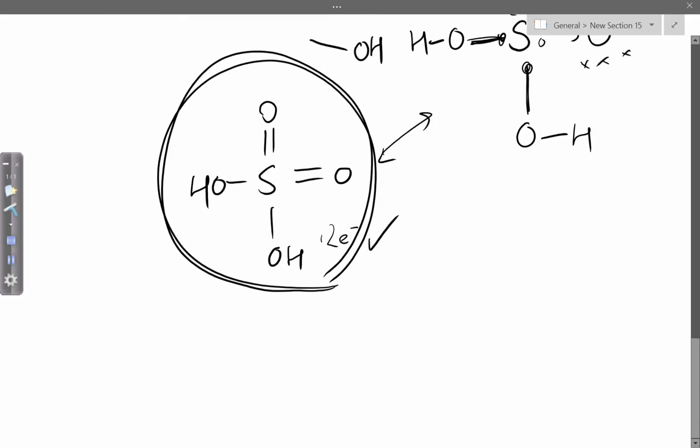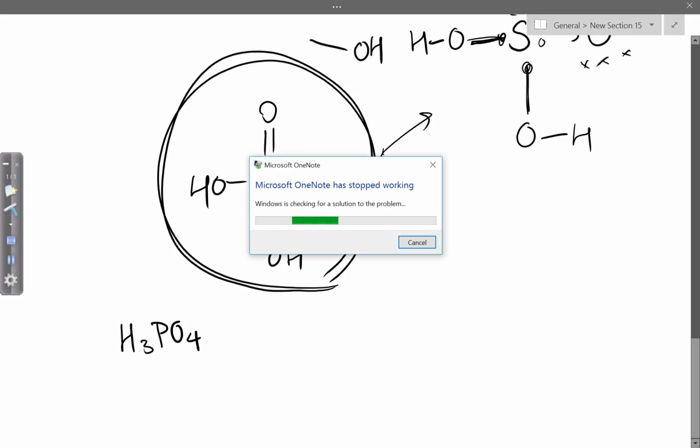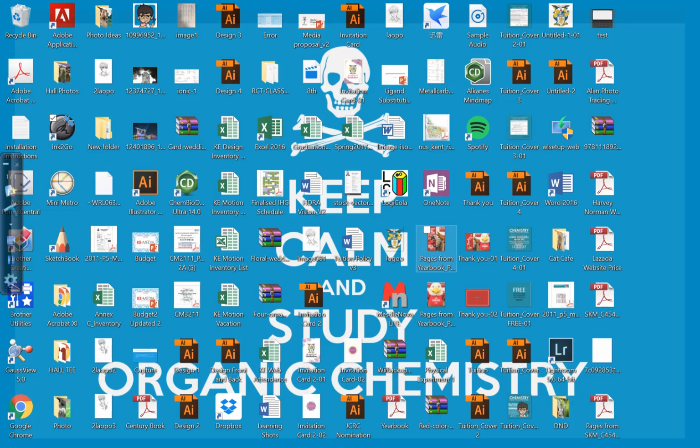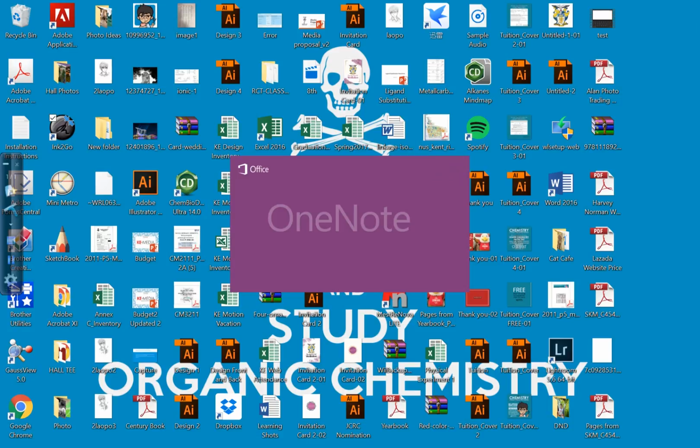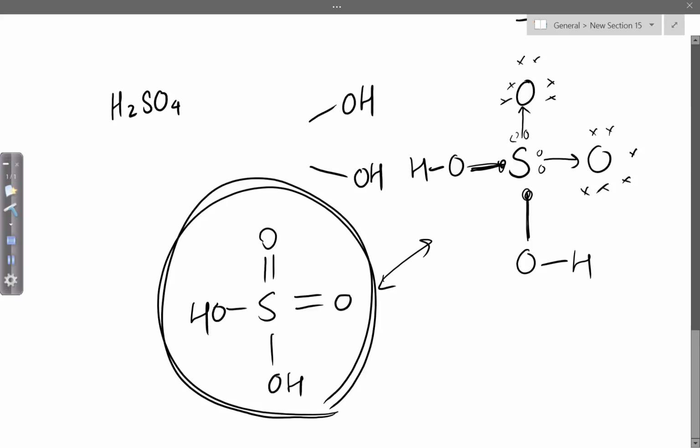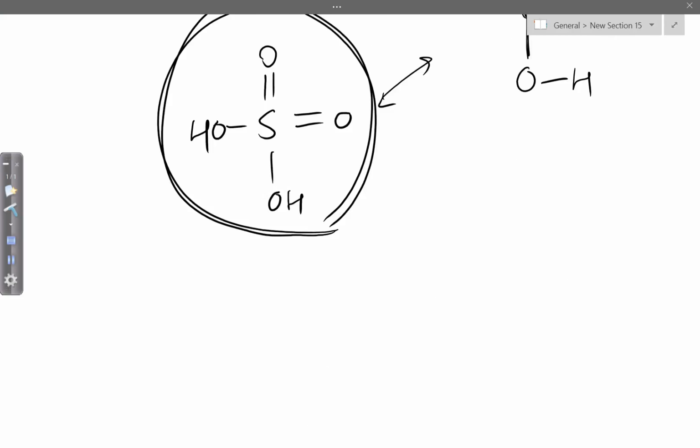And the same thing, apart from H2SO4, if I have another oxo acid, for example H3PO4, how would you draw it? You should know that H3PO4 should contain 3 OH bonds, right?